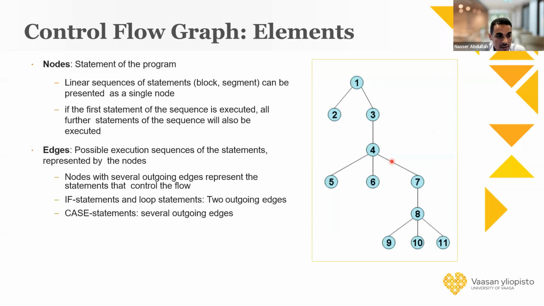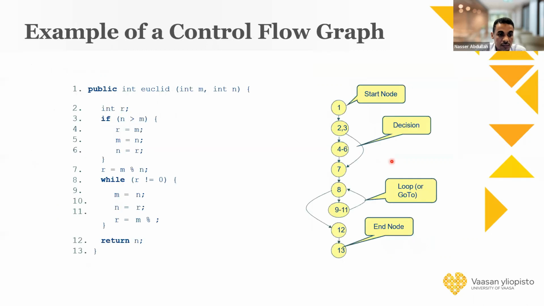Okay, we talked about this one. Here is an example of a control flow graph. If we have this code and want to create the control flow, first we have to number all these statements. After that, we see the flow from one statement to another. Also, some statements can actually be combined together.